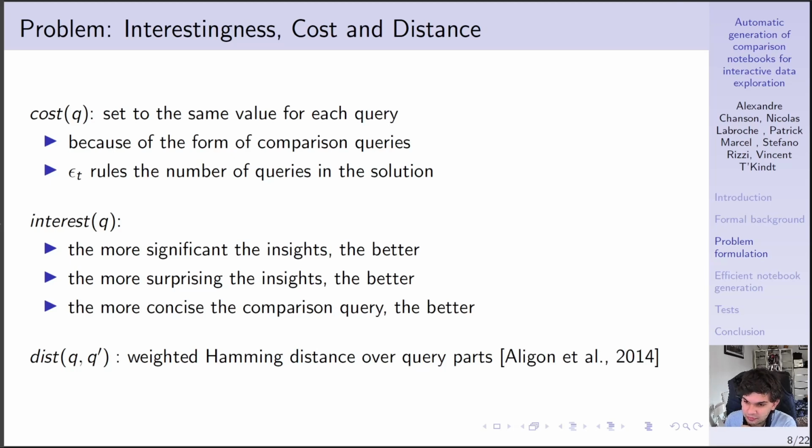And finally, for the distance between the queries, we adapted an earlier work in the form of a weighted Hamming distance over the query parts. So, for example, a query part could be the selection part, projection part, etc.